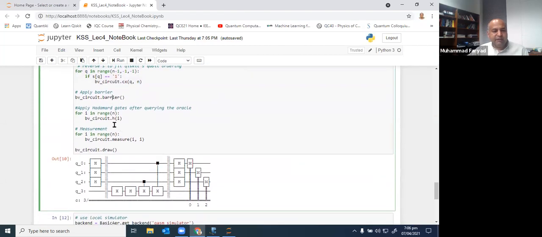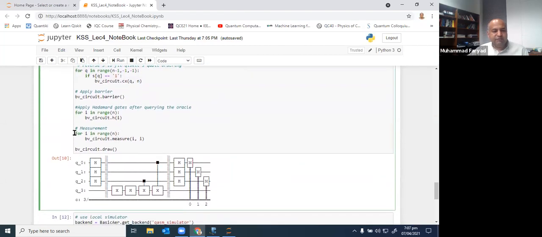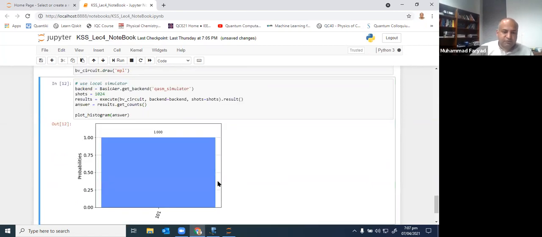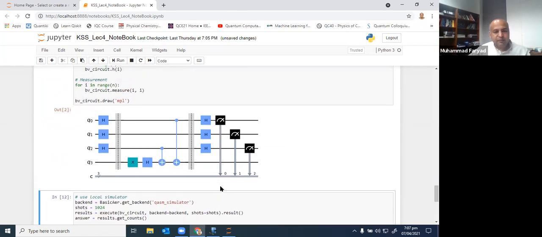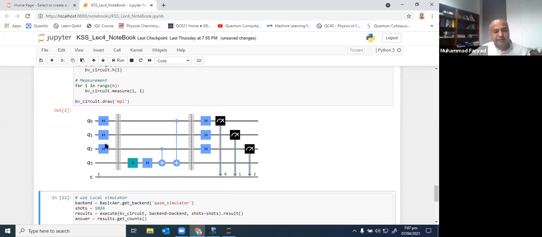Okay, and then I have a barrier, and then Hadamards again, and then we have these measurements on the quantum qubits i, putting the result to the ith classical bit. And then I'm drawing the circuit. So let's use MPL to make the circuit look a bit better. So now, this is the Hadamard, and you see Q3 is the ancilla qubit.